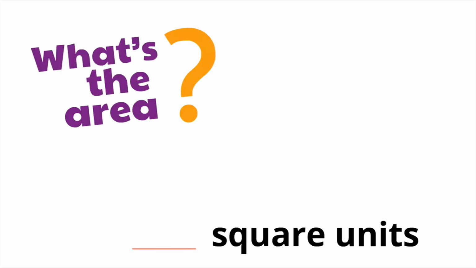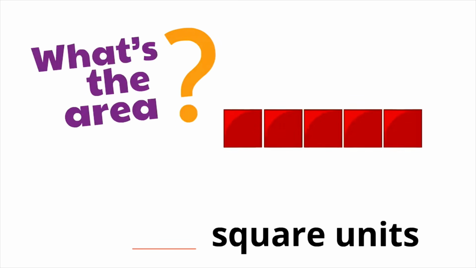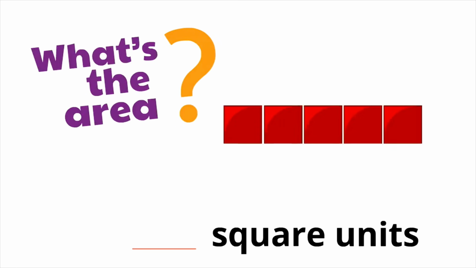Let's try figuring out the area of this rectangle. Just like last time, we are going to measure the area of this rectangle using square units. Remember, the area of a shape is the space inside of the shape. So, how many square units are in this rectangle? Do you know? Yeah. There are 5 square units in this rectangle. Great job! That's the area of this rectangle. 5 square units.